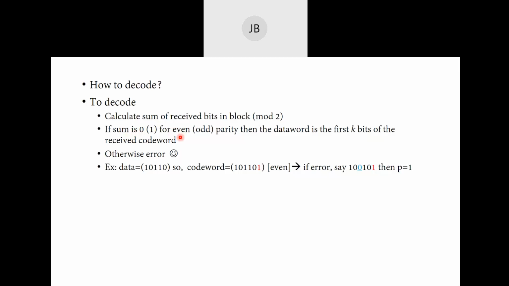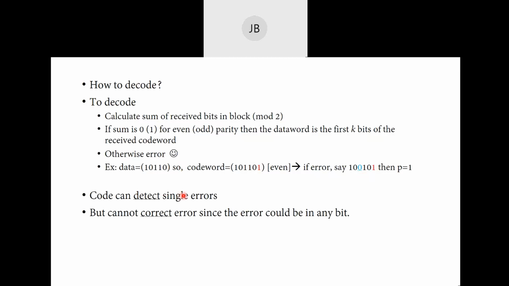So the earlier k bits, all this black color, that was the data. So it will be receiving that data. If the p value is not 0, if the p value is 1, it will say that the received data has error. It will not decode this data because there is some error here. It will detect the error.